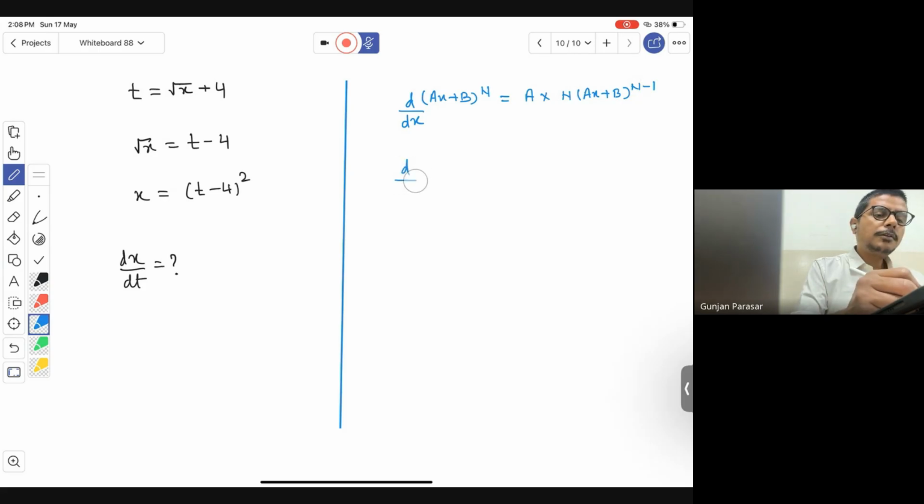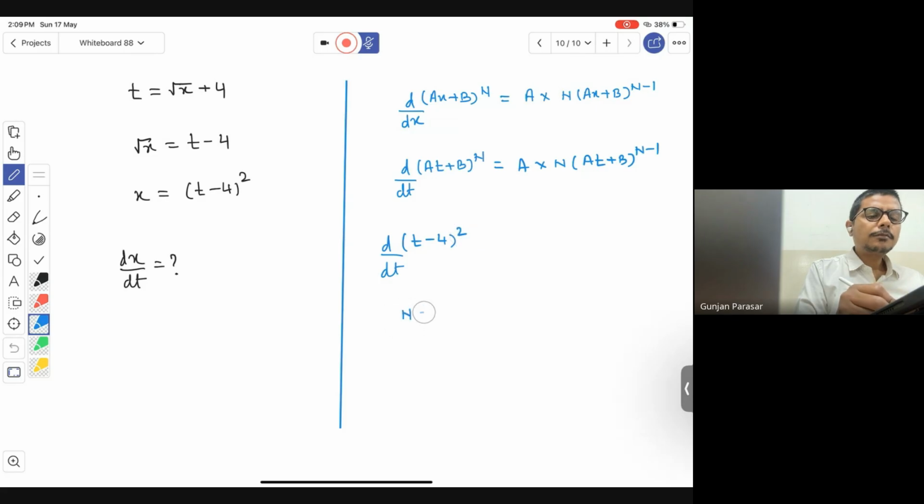So now if I ask you what will be dy by dt of at plus b to the power n, instead of x I have t, correct? So it's going to be a into n into at plus b to the power n minus 1. So is it not falling into that category? It is dy by dt of t minus 4 square. So what is n in there? 2.